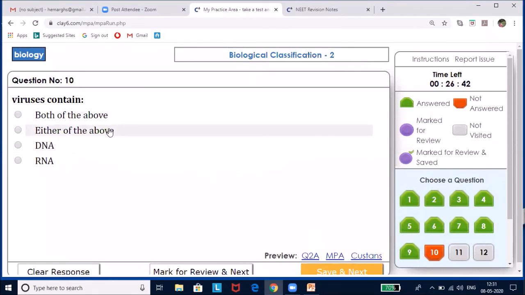Now, viruses contain both of the above, either of the above, DNA or RNA. So it can have either DNA or RNA as the genetic material. So it is either of the above.